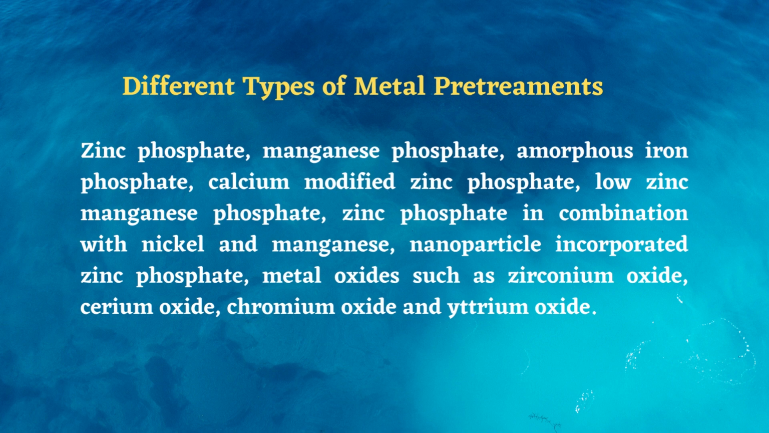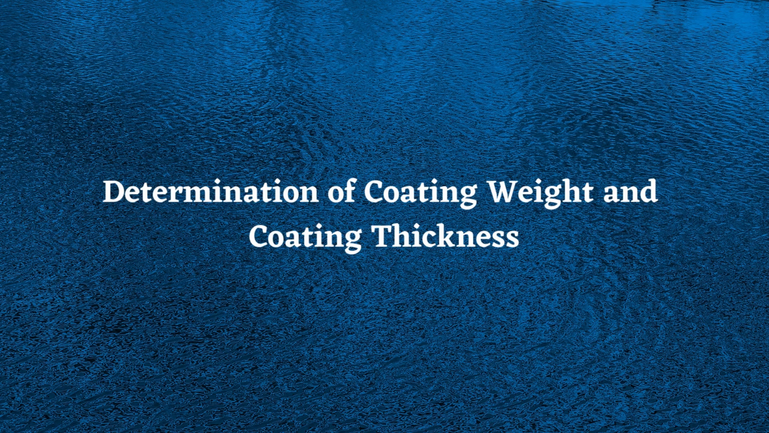Different types of processing of chemical conversion coating have also been developed, such as spraying, hot immersion and cold immersion. Phosphate coatings have been reported as weight per unit surface area. Let me now discuss with you how to measure the coating weight and thickness of such type of chemical conversion coatings.